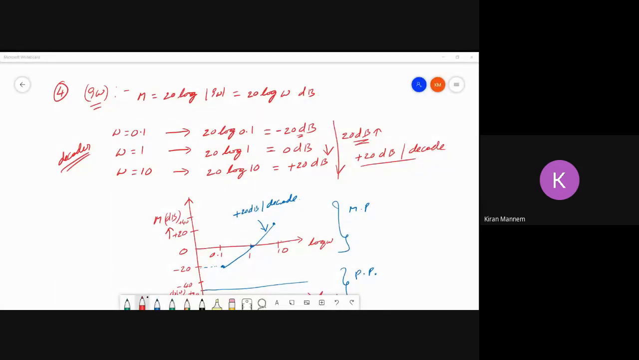Good morning, everyone. So today we'll continue the Bode plot example problem.